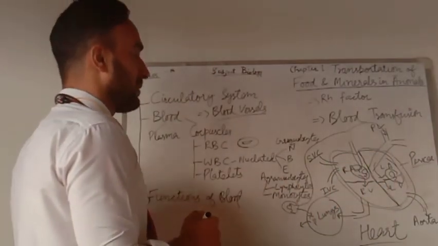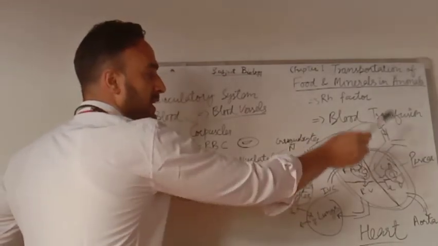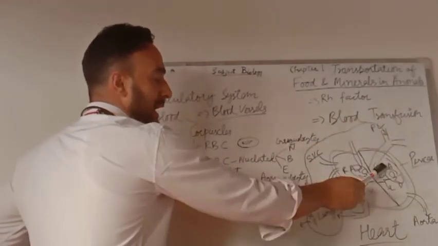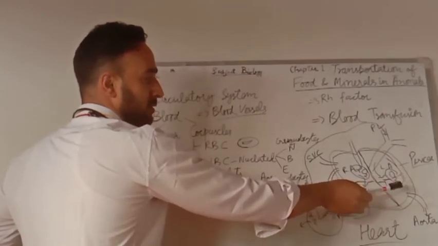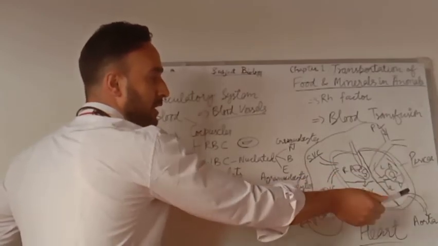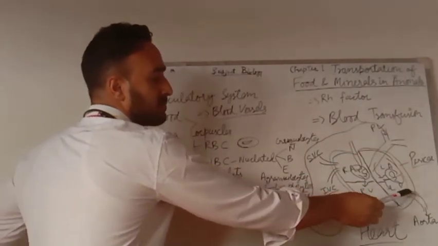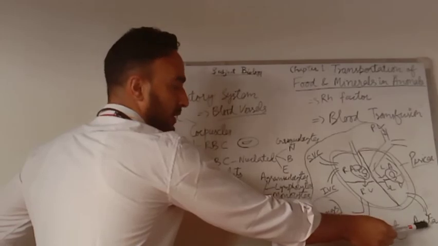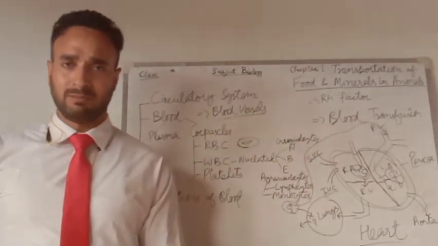Anyway, so the pulmonary vein brings the oxygenated blood from the lungs to the left auricle, and from the left auricle through the tricuspid valve, the blood is pumped from the left auricle to the left ventricle, and from the left ventricle, the blood is pumped by the main artery called the aorta. Aorta carries the oxygenated blood to all the parts of the body.